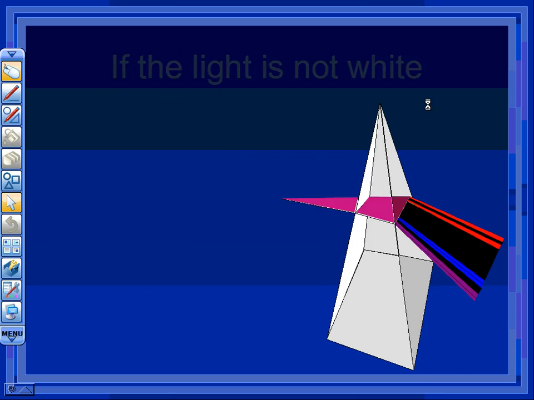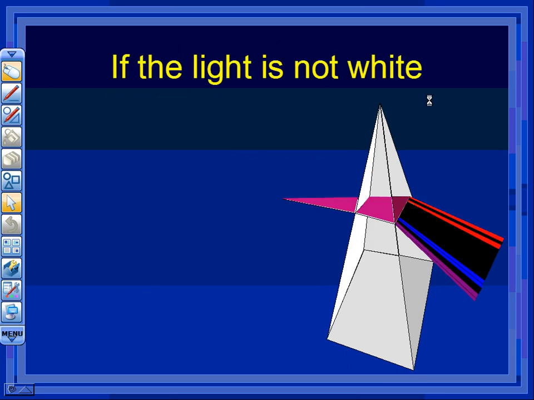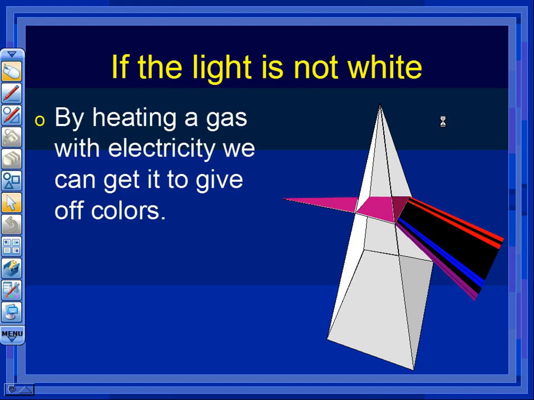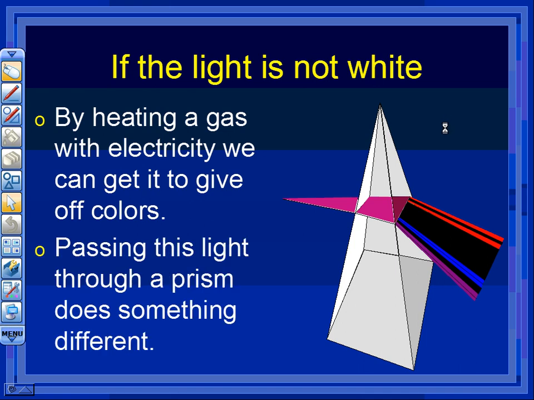But we actually looked at some gases that weren't white, and so we saw something a little different. And what we noticed is that these gases have a set pattern to them, and they all have their own unique pattern, which makes them have their own unique fingerprint. And so we looked through a spectroscope and we saw some different gases.